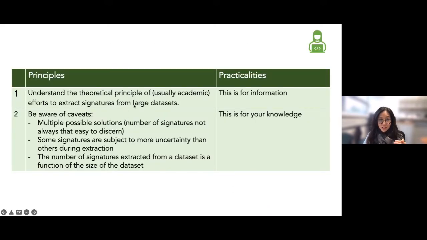You just need to understand the theoretical principle, which is entirely academic, of how you extract signatures from a large data set, and to be aware of the caveats that there are multiple potential solutions. Some signatures are subject to more uncertainty than others, and the number of signatures that's extracted from a data set is a function of the size of the data set. So just be wary when someone quotes a paper at you and says, oh, well, they only found 4 signatures in that paper. Well, if they only had 25 samples, that's probably the reason why. Okay, so that was the academic bit on the extraction.